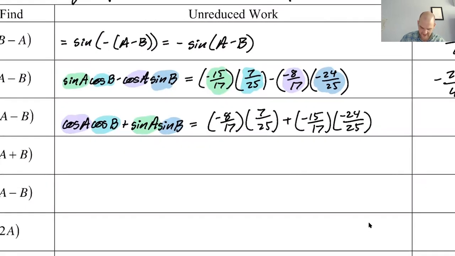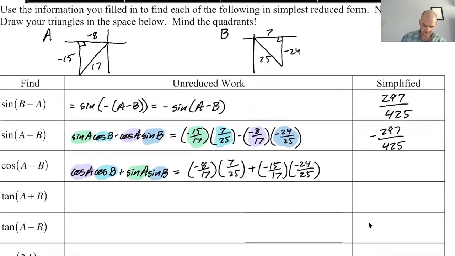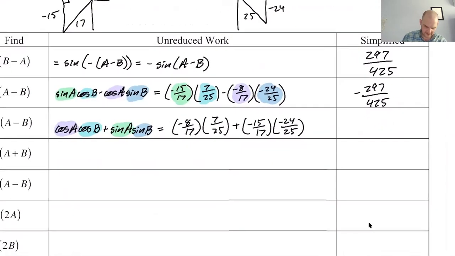Okay, so let's see if this worked. So cosine of A, I'm going to use the triangles to see if this works. I'm pretty sure it did. Cosine of A should be -8 over 17. Yes. Cosine of B should be 7 over 25. Yes. Sine of A is -15 over 17. Yep. And sine of B is -24. Yeah, it worked.